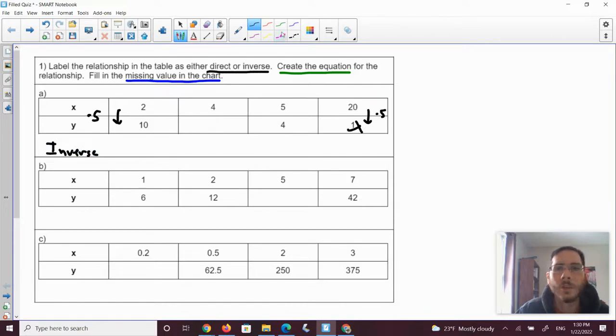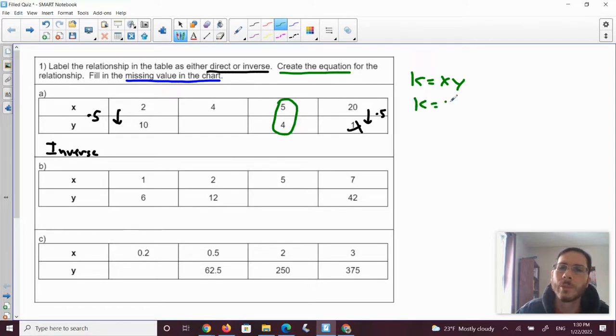All right, if it's inverse, then we know that we have the equation k is equal to x times y. So the idea is we have to figure out what k is. We can pick any one of these columns, but probably not this one because we don't know what the y is for this one. And we're going to find out what k is. Now, if I look at all of my choices, probably the easiest is the 20 and the 1, but since I already wrote over there, let's look at 5 and 4.